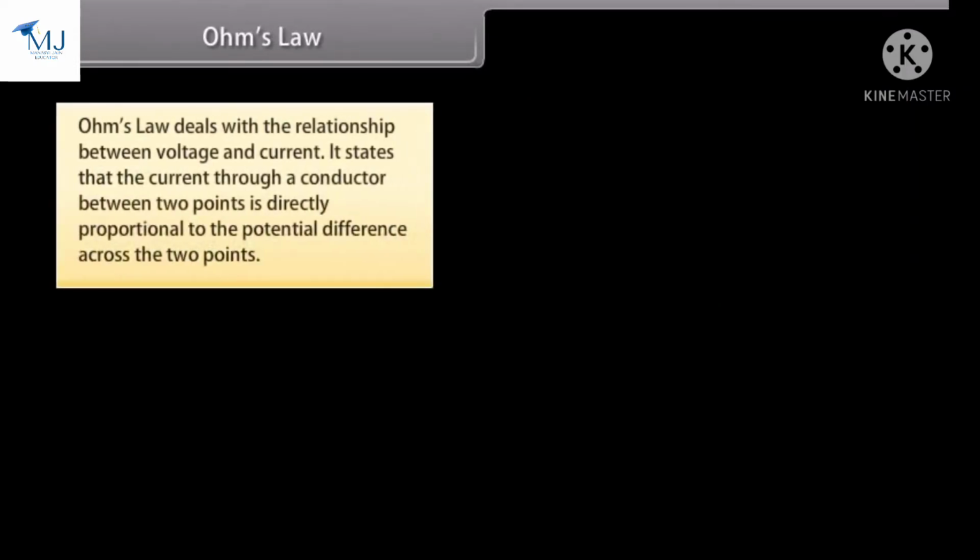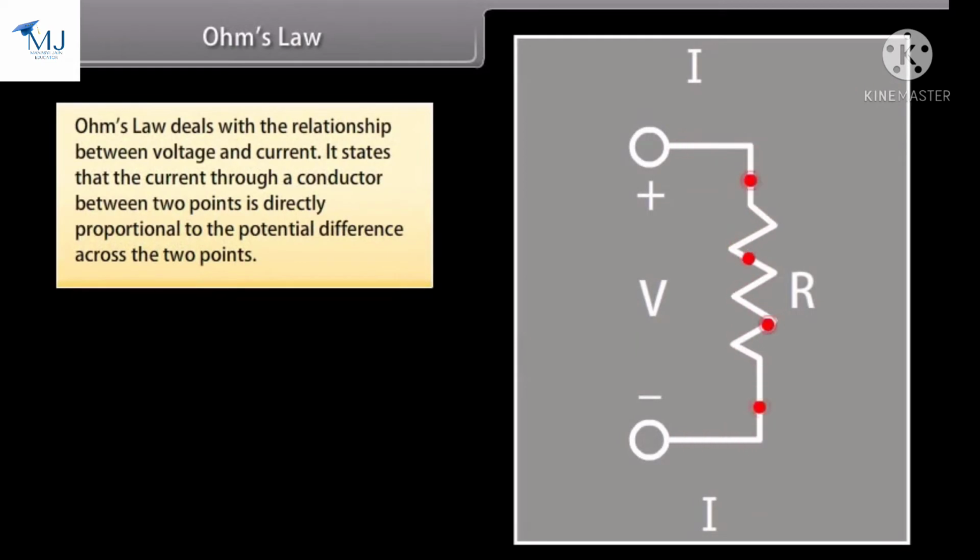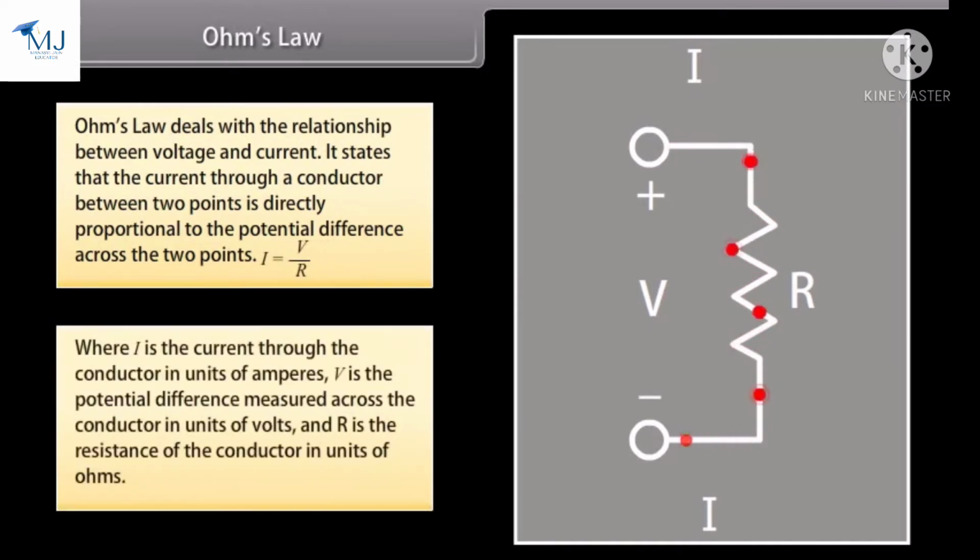Ohm's law. Ohm's law deals with the relationship between voltage and current. It states that the current through a conductor between 2 points is directly proportional to the potential difference across the 2 points.